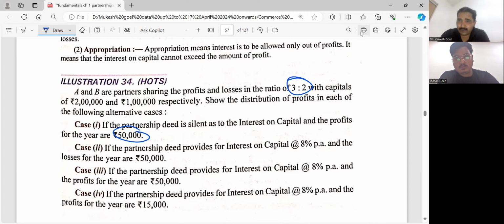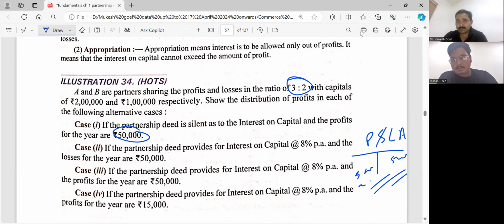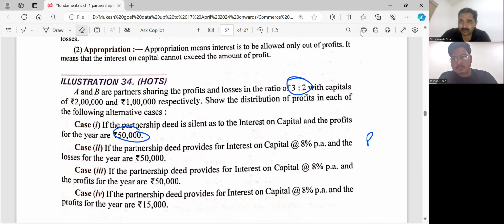We will prepare a P&L appropriation account: 50,000 profit, 30,000 for A, 20,000 for B. That's all, because the partnership deed is silent about interest on capital.